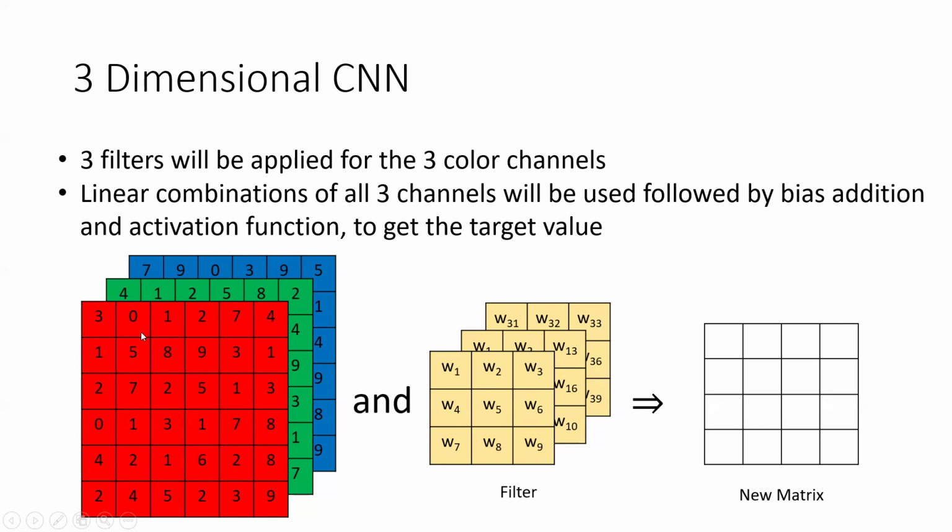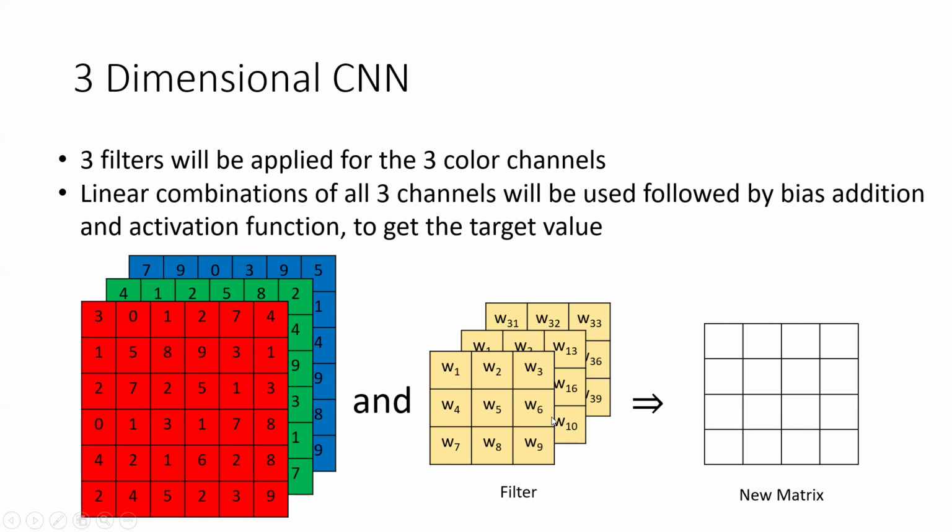That means we multiply W1 by 3, W2 with 0, and so on, and W2 with whatever green value we have, and so on, right? With the W31 with 7, and so on. And all those values are added, and then only we get the value for this matrix, right? This is how we do a 3-dimensional convolutional neural network. So this is how we explain it, right?